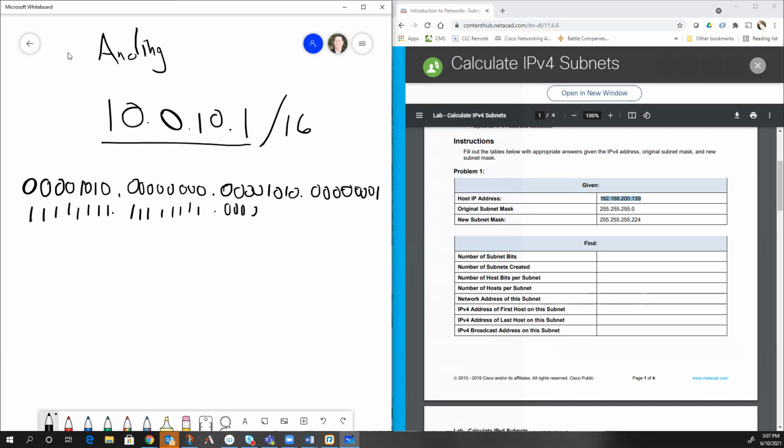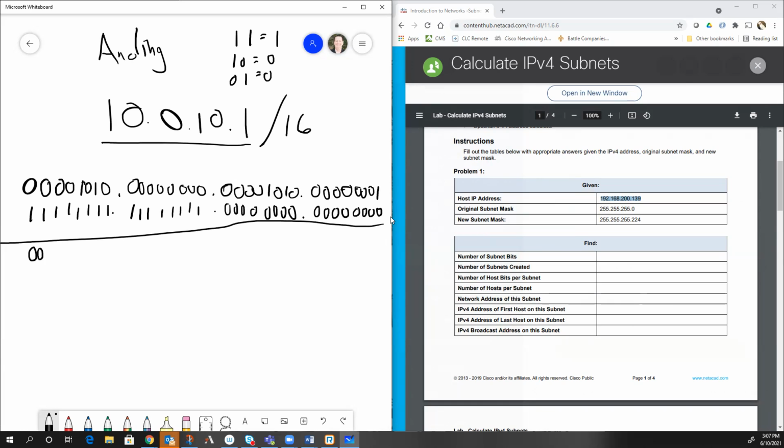And you AND those two together. And if you remember, the mathematical process of ANDing is the following. If you put a 1 and a 1 together, you get a 1. Put a 1 and a 0, or actually anything else, you get a 0. Okay, so let's look at what falls through here. So let's go through and just look. So we end up with 0, 0, 0, 0, 1, 0, 1, 0, 0, 0, 0, 0, 0, 0, 0.